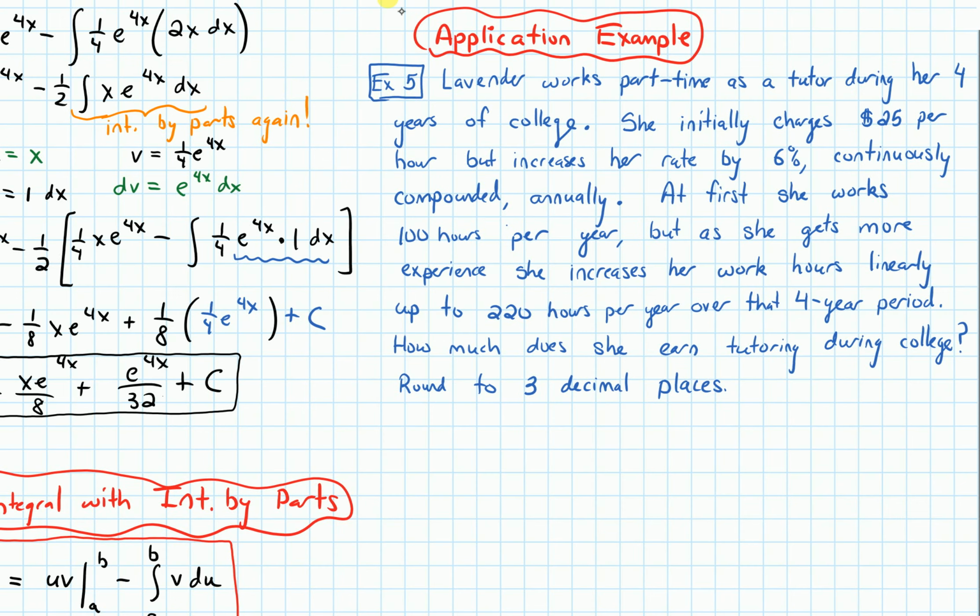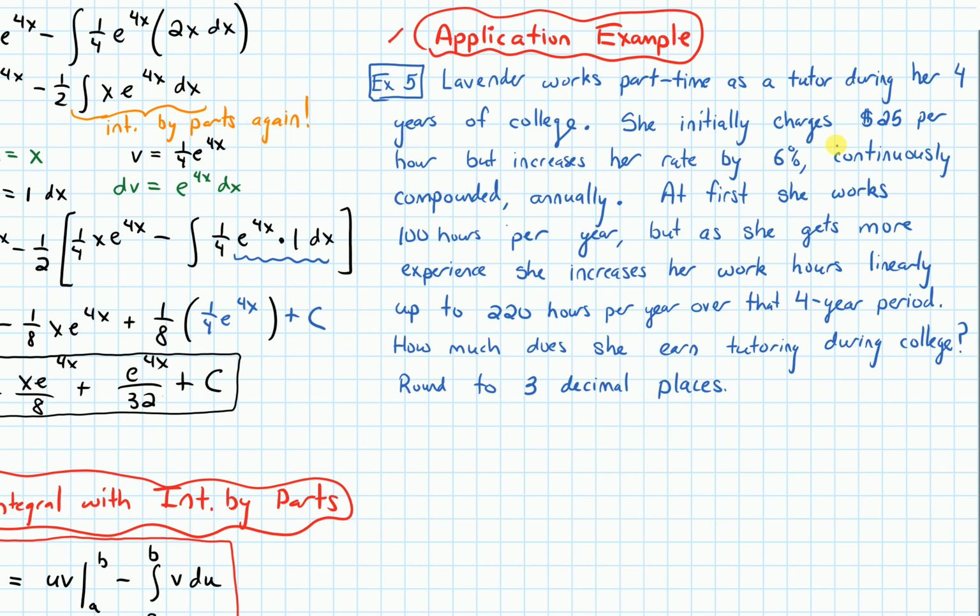In this video, we are going to look at an application example involving integration by parts. So here's the example. We have this word problem. Lavender works part-time as a tutor during her 4 years of college. She initially charges $25 per hour, but increases her rate by 6%, continuously compounded annually.